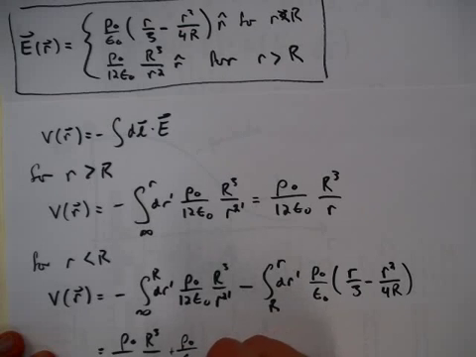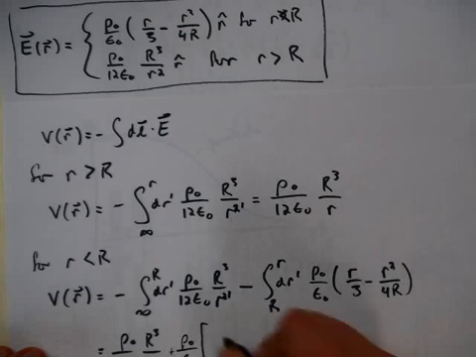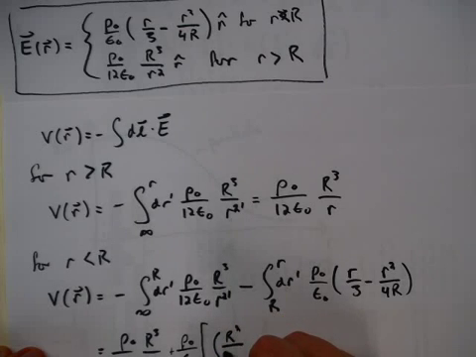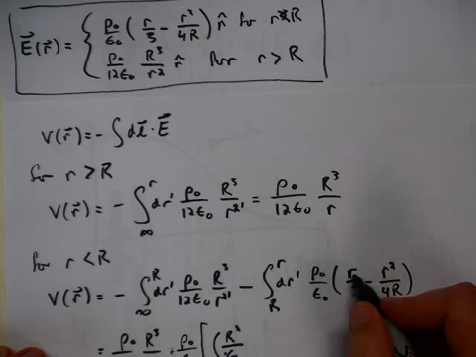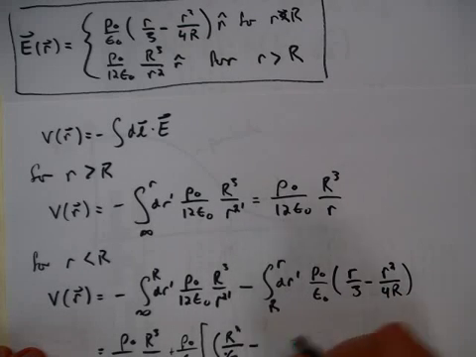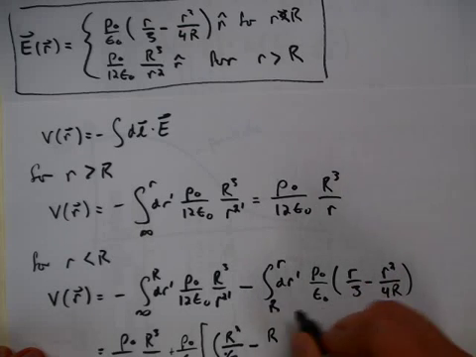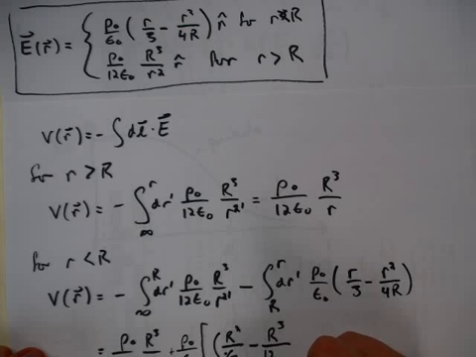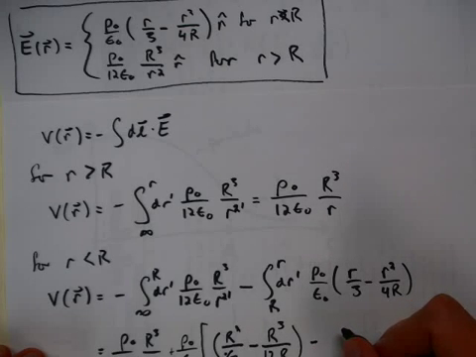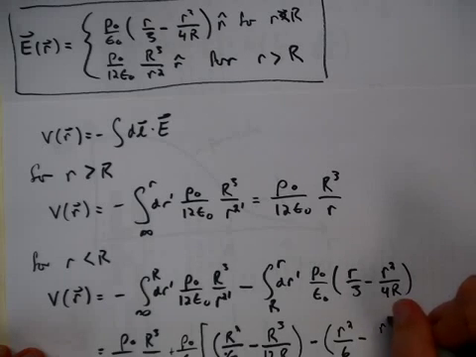So rho naught over epsilon naught, evaluated at the endpoints, and so we're going to get capital R squared over 6. That's the 1/2 r squared times the third there, minus capital R cubed over 12 little r. So that's the one endpoint, and then the other endpoint is going to be minus little r squared over 6 minus little r cubed over 12 capital R.